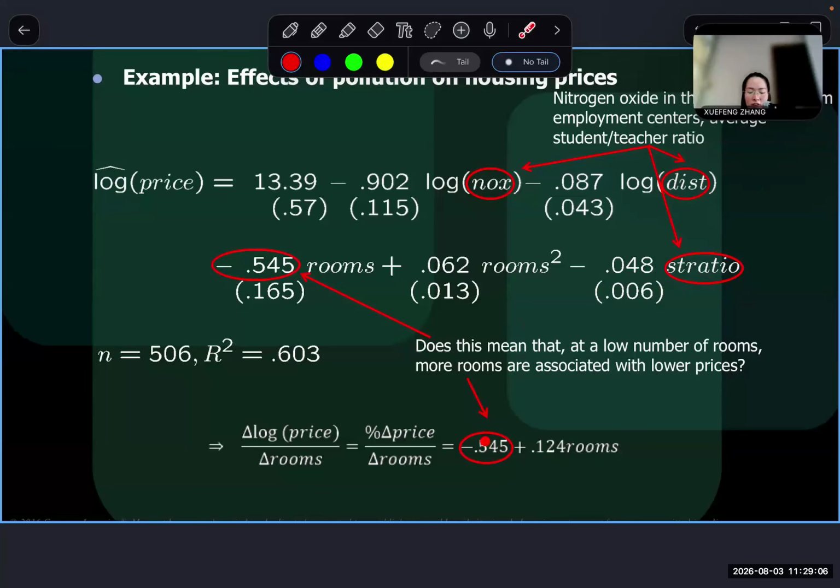So we need to take the derivative to get the marginal effect, right? So here you take delta log price over delta rooms, and you get the coefficient for rooms, right? And this is 2 times 0.062. Let me write it down. Okay, which is 0.124 rooms.